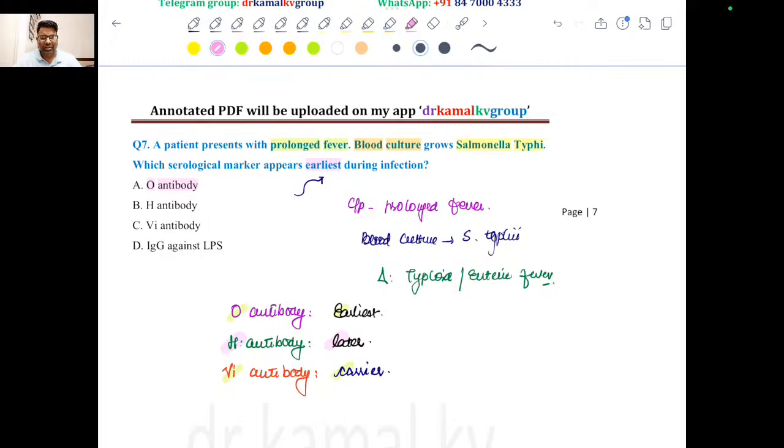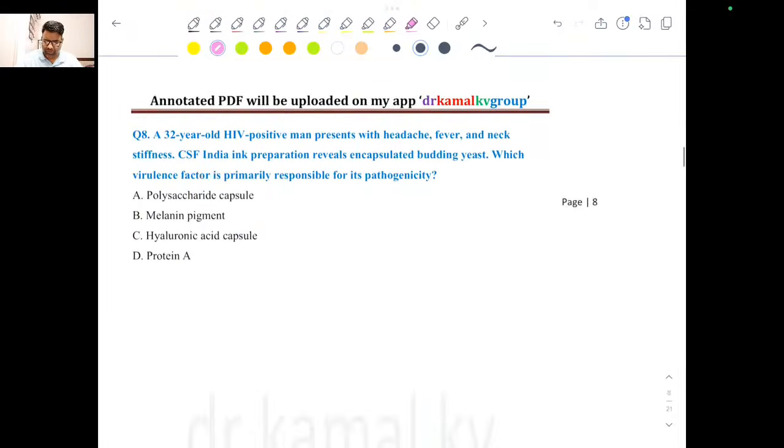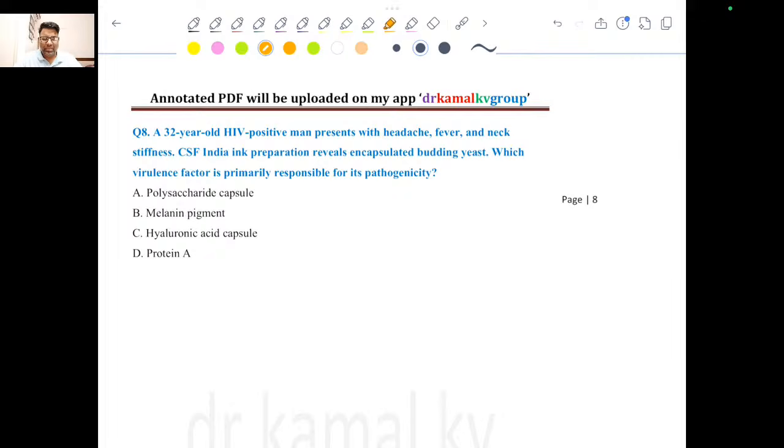So please study Salmonella properly. It's very important, especially with respect to typhoid, of course. Chalo, moving forward to next question, and again HIV based questions, always they come in exam. So a 32-year-old HIV positive male presents with headache, fever, neck stiffness. So obviously this relates to meningitis.